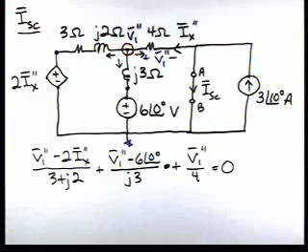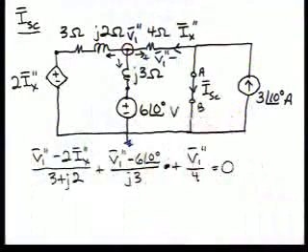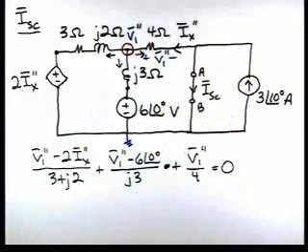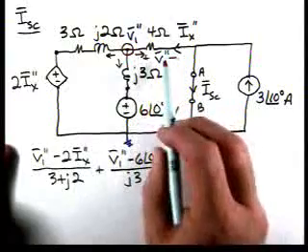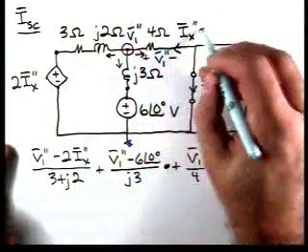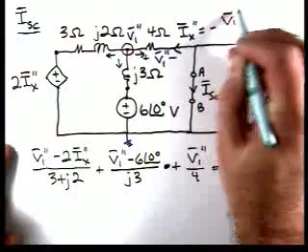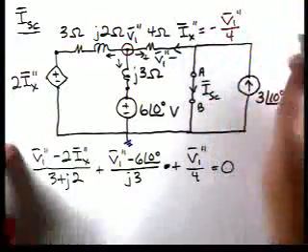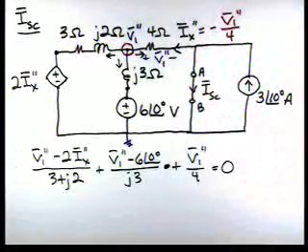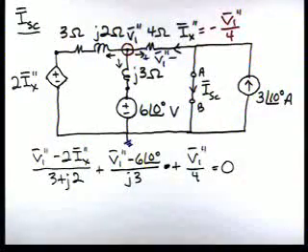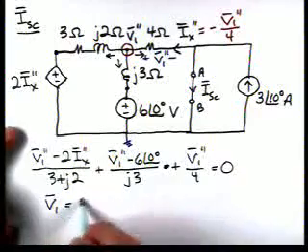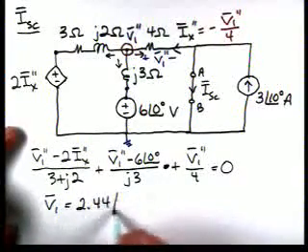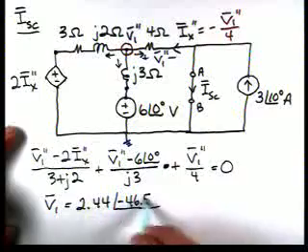Now we need to express Ix in terms of V1, and in a way, we can already see it. We said that the current flowing from left to right here is V1 double prime over 4, so Ix double prime is equal to minus V1 double prime over 4. So if we substitute that in and we solve, we get V1 is 2.44 at an angle of minus 46.58.